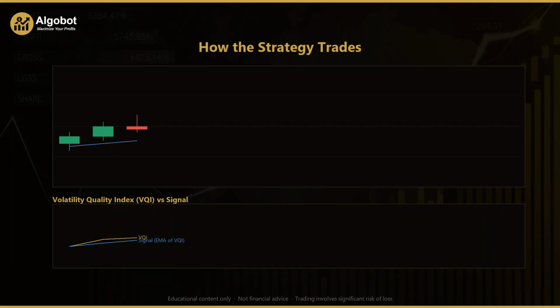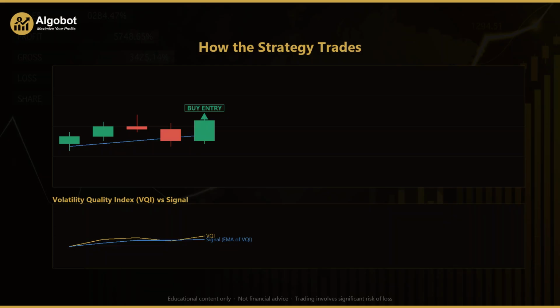We begin on the left with a series of rising candles. Price is pushing higher with clean, decisive bodies, and you can see the VQI in the lower panel climbing steadily above its signal line. This tells us high-quality upward flow is present, and importantly, price is holding above the baseline moving average, so the prevailing trend is up.